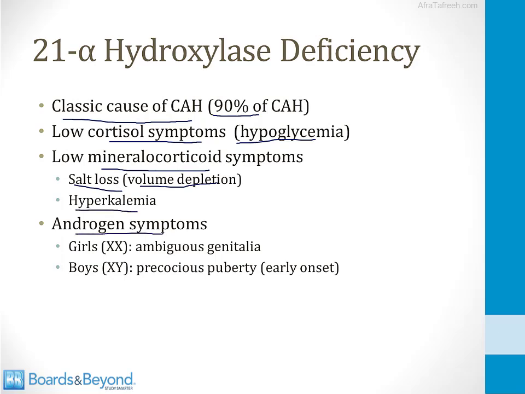And then the androgen symptoms depend on the chromosomal sex of the child. So if it's a girl, that girl will have ambiguous genitalia because of all the excess androgens. If it's a boy, that boy will develop precocious puberty. The excess androgens aren't going to cause the boy to develop like a female. It will still look like a boy, but puberty will occur at a much earlier age because of all the androgens coming from the adrenal gland.